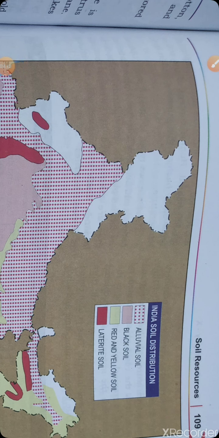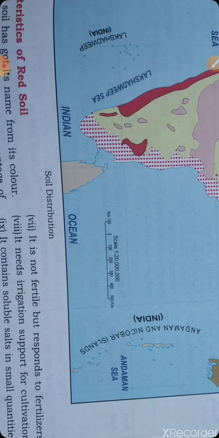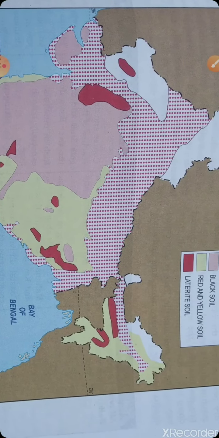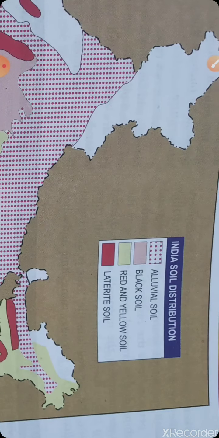Here I'm showing you the map now. Soil resources, you can see this is a map, and it's an important map which is showing soil distribution. Different types of soil are shown here. Alluvial soil is shown. We have already studied alluvial soil, black soil, and red soil and yellow soil. Red and yellow soil, somewhere it is yellow soil also, so it is shown by yellow color. Red soil is shown here in yellow shade.